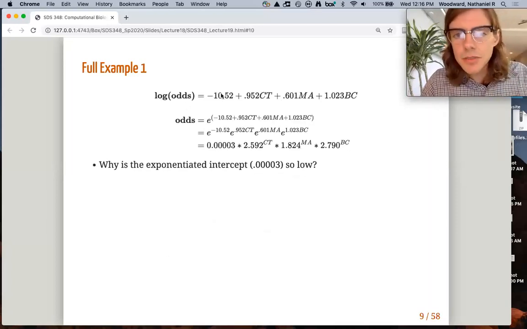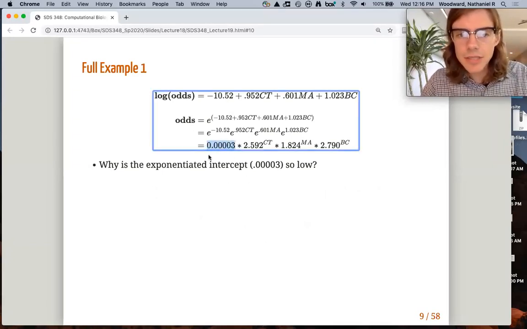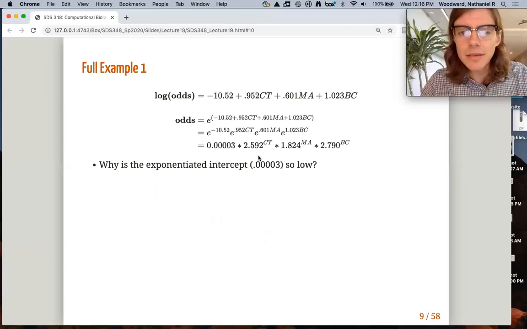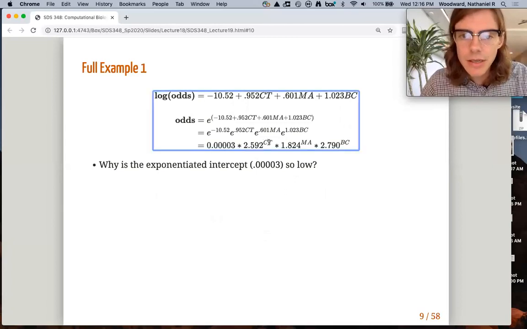So for example, just rewriting both of these. If you look at this intercept, the exponentiated intercept, think about what that means. This is giving us the predicted odds. If you want the intercept, that's when everything else is equal to 0. So imagine a patient who has clump thickness of 0, marginal adhesion of 0, bland chromatin of 0.